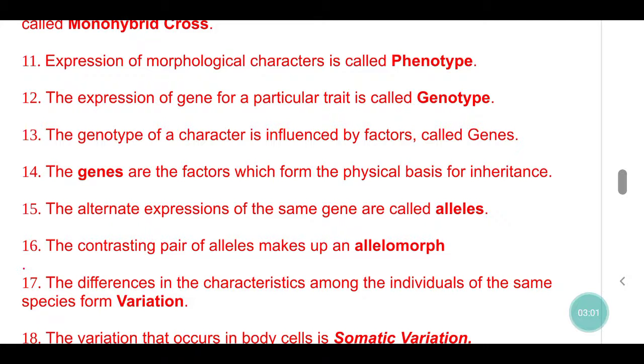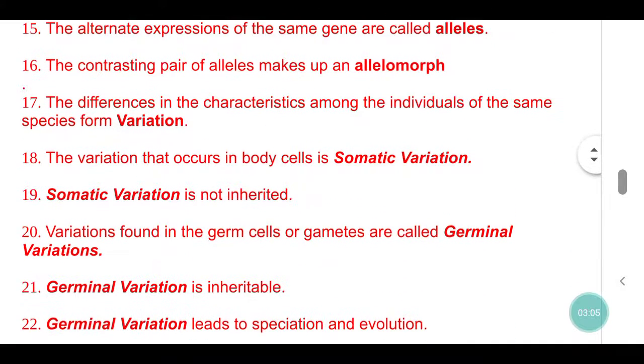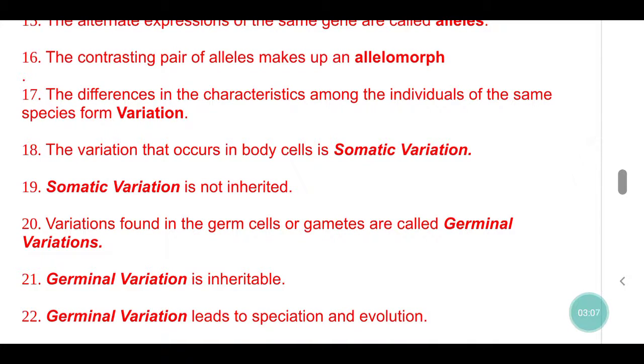The differences in the characteristics among the individuals of the same species form variation. The variation that occurs in the body cells is somatic variation. Somatic variation is not inherited. Variations found in the germ cells or gametes are called germinal variations. Germinal variation is inheritable.